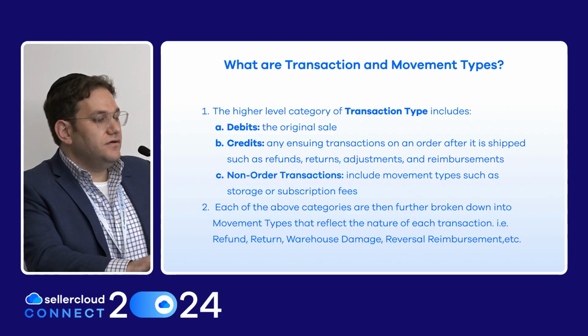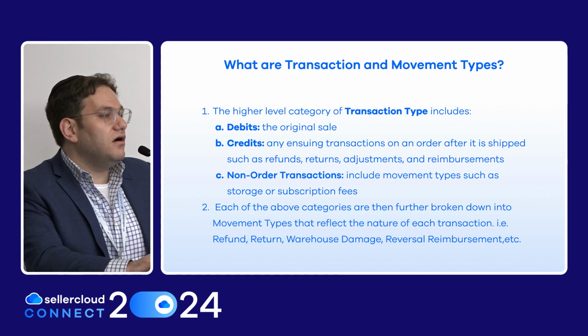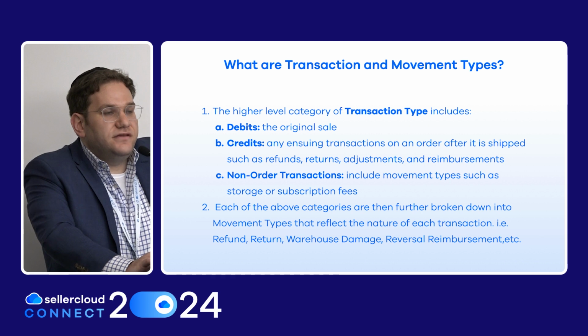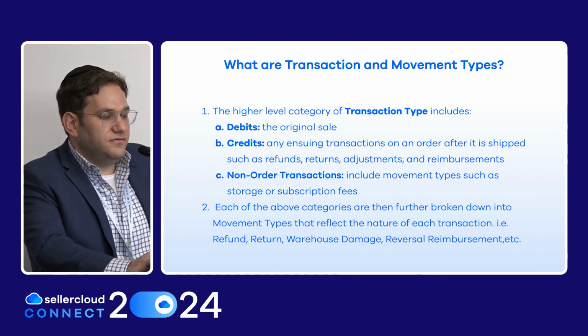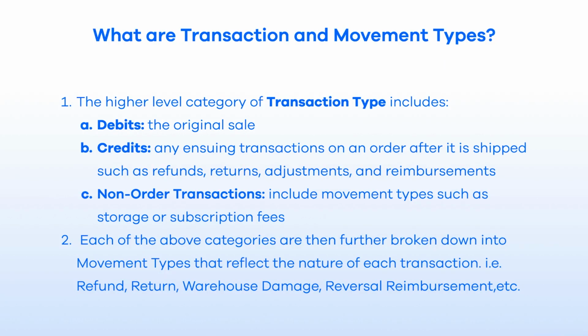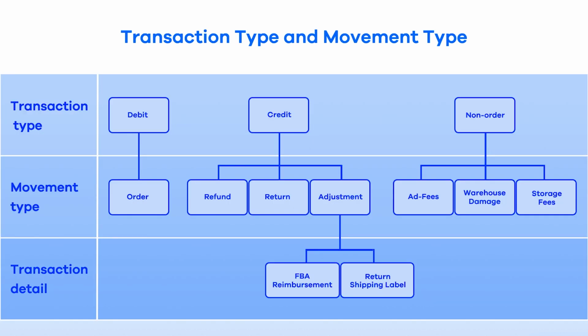And then you have non-order transactions, and these are movement types and transactions that do not have an order ID associated with them, such as storage fees, subscription fees, and Amazon ad fees. Right now, Amazon provides us with the ad fees without any order IDs associated with them. And then each of the above categories are further broken down into movement types. And you can see this here on this slide.